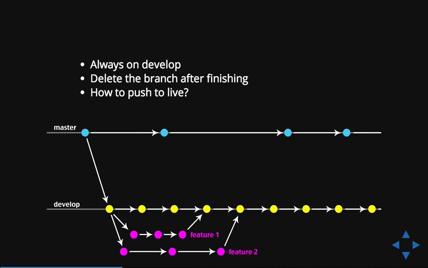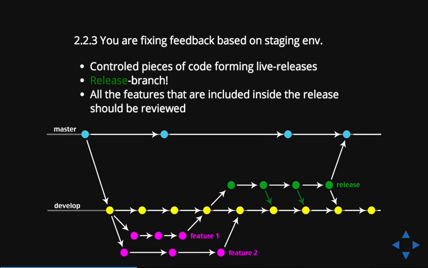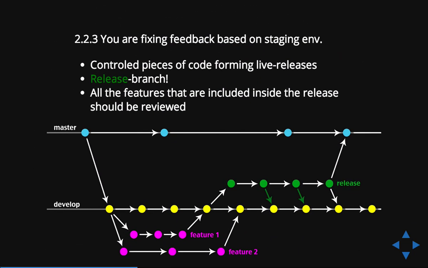So the next solution for the third purpose problem, let's see, the third purpose problem was you're fixing feedback based on the staging environment. Let's say you just merged your feature branch into your develop branch. So the reviewer can see develop, the reviewer can see the staging, and he says, okay, but I want the slideshow to be twice as big, I want these colors to be a bit more dark. So you start receiving feedback, let's say, on feature 1.